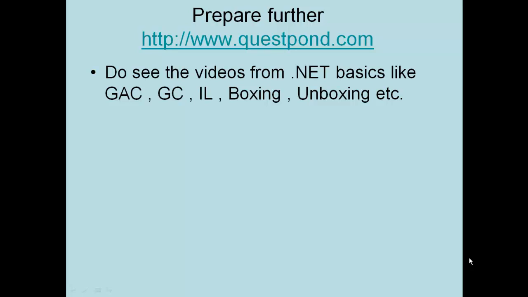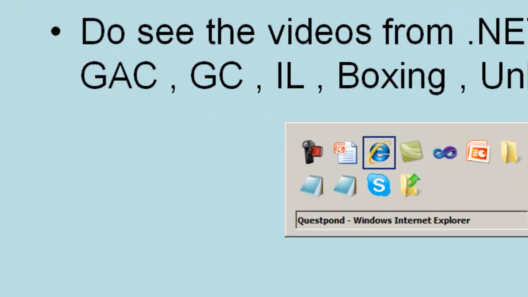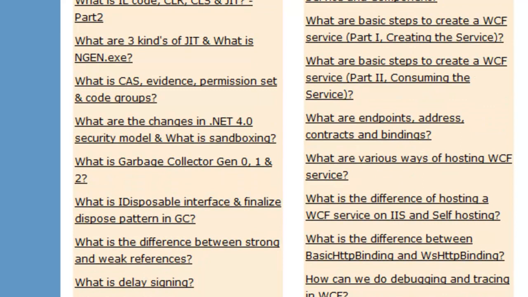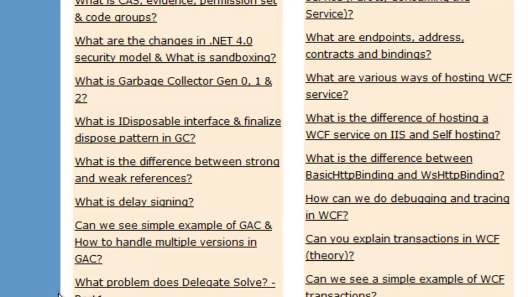So thinking from the same aspect, what I will suggest is to go and prepare other .NET basic aspects like the global assembly cache, garbage collector, intermediate language code, boxing, unboxing, etc. Go to the .NET fundamentals section, and you can go through the question and answer series of IL code, CLR, CLS, JIT, code access security, garbage collector, like the dispose pattern and the finalize pattern, which people ask about, strong references, weak references, delay signing, when you're going to use delay signing, global assembly cache, if you have multiple versions and how do you handle it, delegates, events, etc.